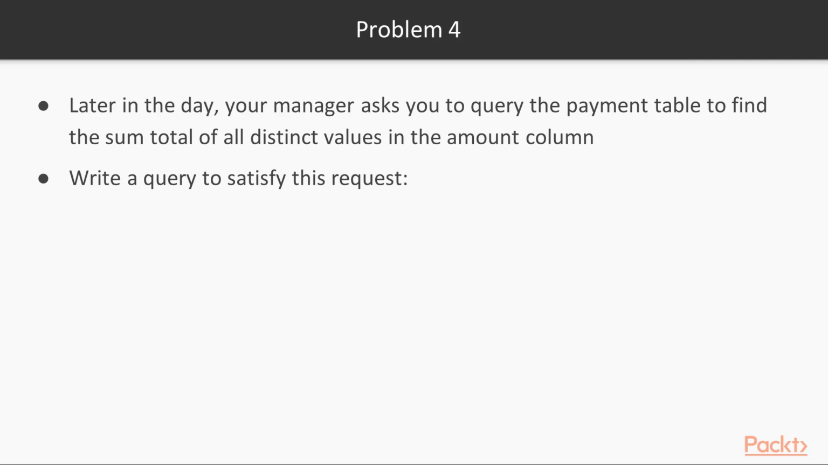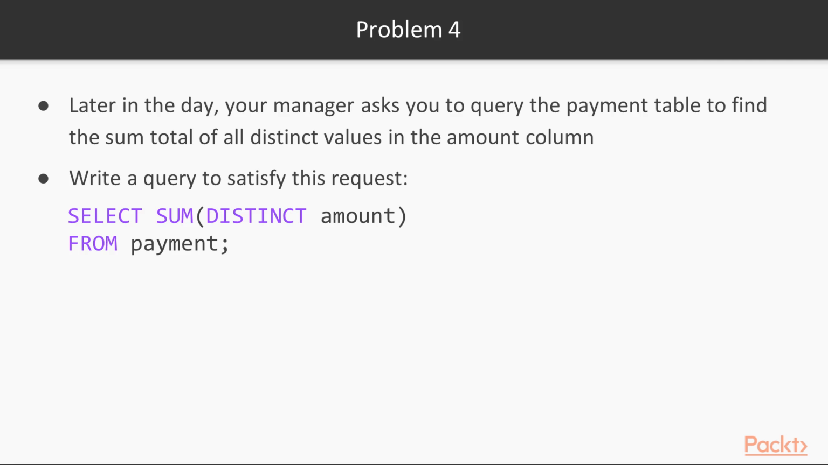So let's look at the solution to this exercise. The way we could have solved this would be to start with a select statement, and then with the sum function, we can pass in two arguments: distinct and then the amount column. This would essentially evaluate to the total sum of all the values in the amount column minus any duplicate values. And there you have it.